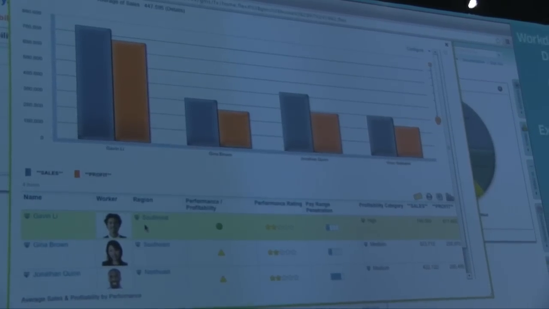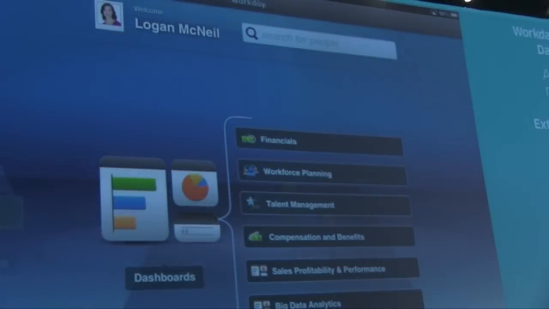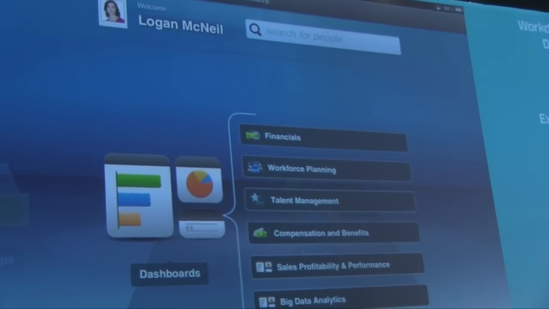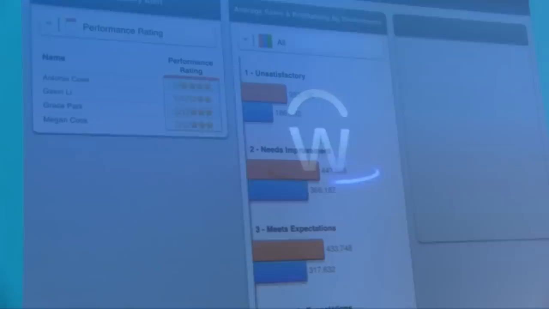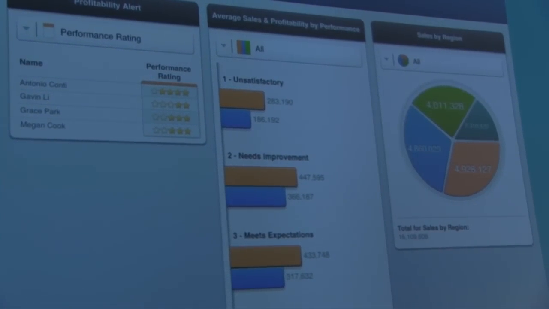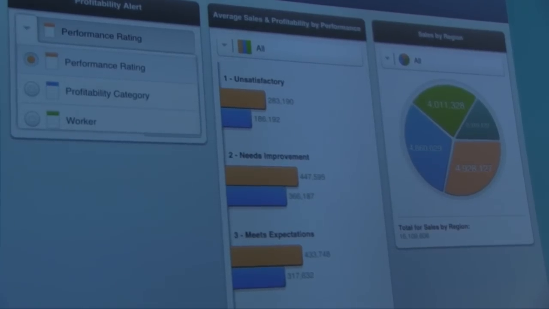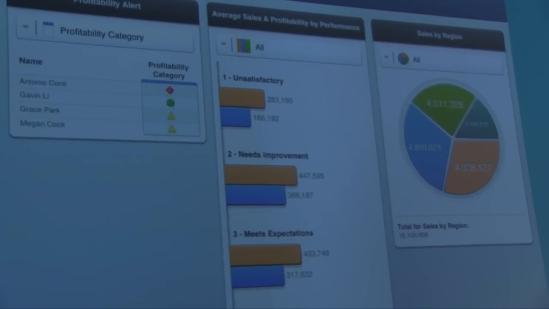Let's take a look on the iPad. Keep in mind, all of these analytics are available to you on the mobile device. So in Workday 18, we have this dashboard view. Let's take a look at the sales profitability and performance dashboard. And there you have it. Exact same information, no additional configuration, all included as part of the service.